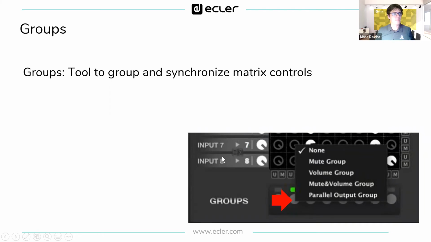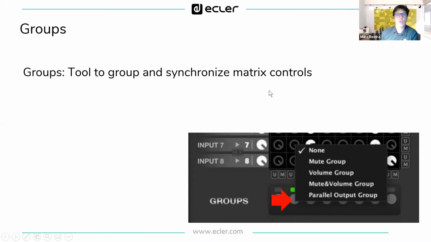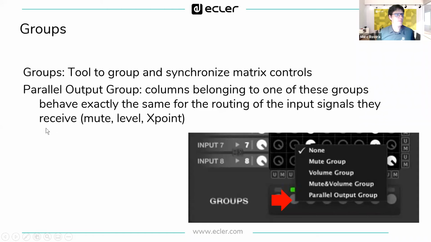Groups. Groups is a tool to group and synchronize matrix control. Let me show you, because we've got several types: mute group, volume group, mute volume group, and parallel output group. I will show you the last two, and you will understand the other ones directly.